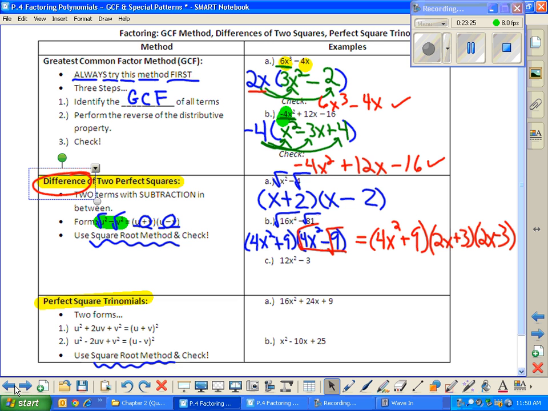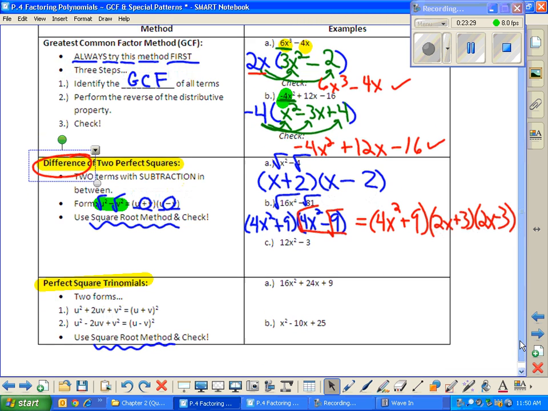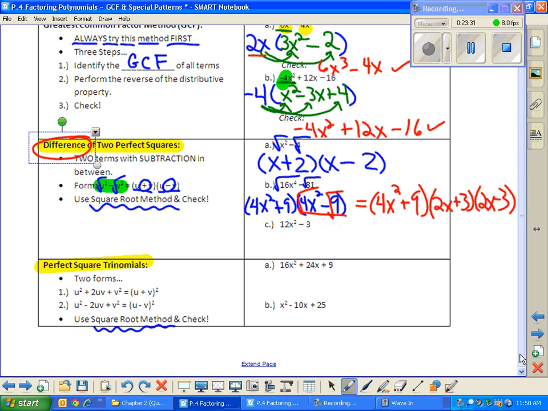You always have to try the GCF method first, even in these early examples. You're absolutely right, Jonathan. Nice job. You could take out a greatest common factor. The greatest common factor is going to be 3. And then what's left over is 4x squared minus 1.